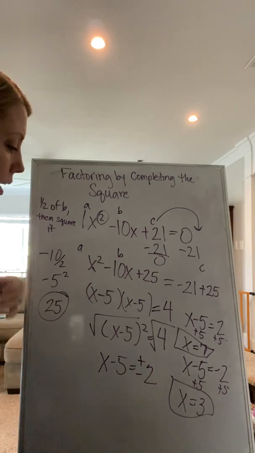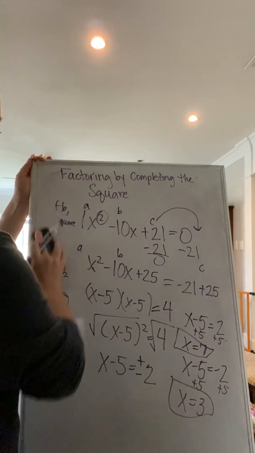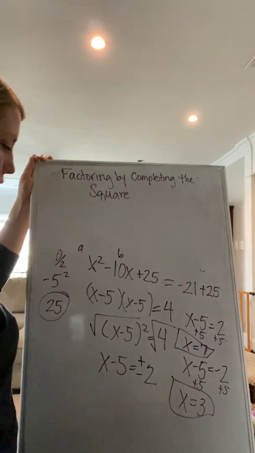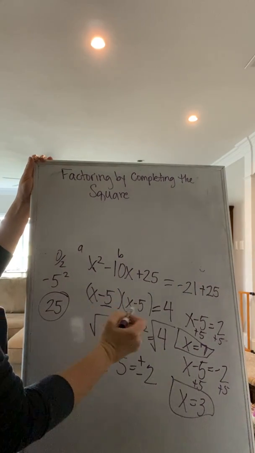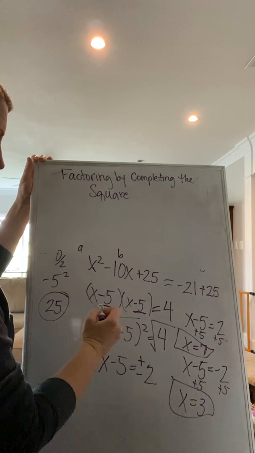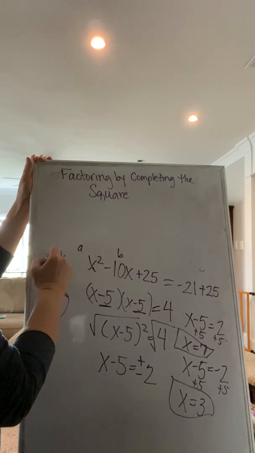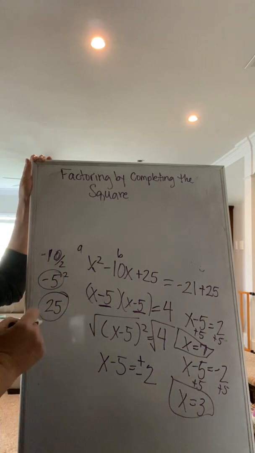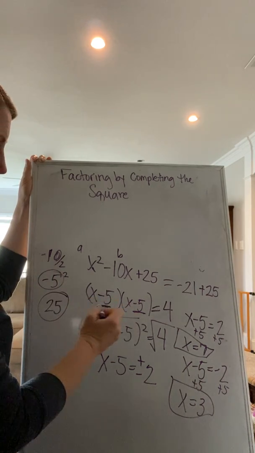Let me do one more example, and you feel free to pause it. And I want to show you just real quick a trick into finding this thing right here. See where I found x minus 5, so you don't even have to think. Remember when we took half of negative 10 and we found negative 5? Guess what? That's going to be the guy that goes here.